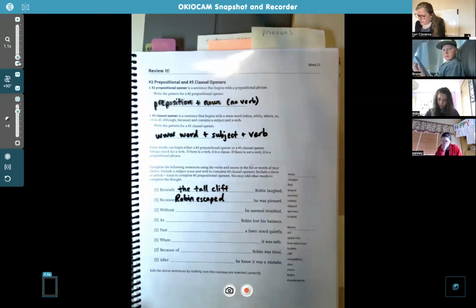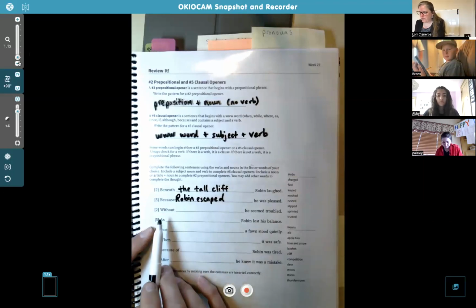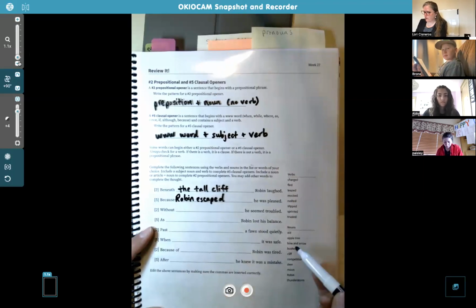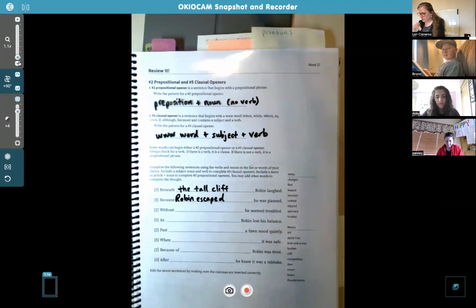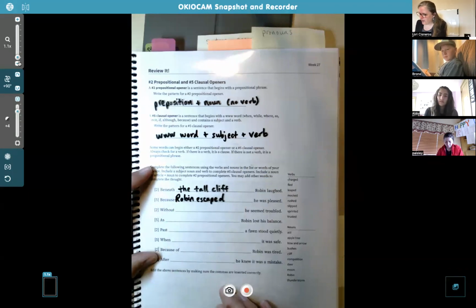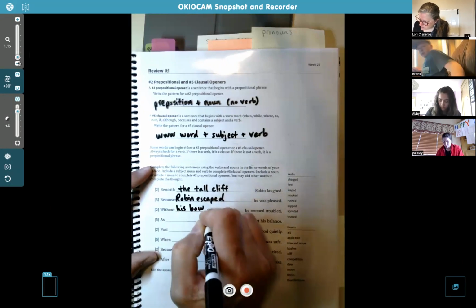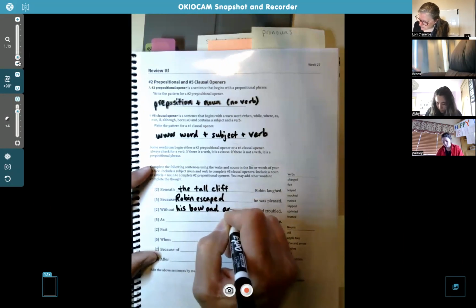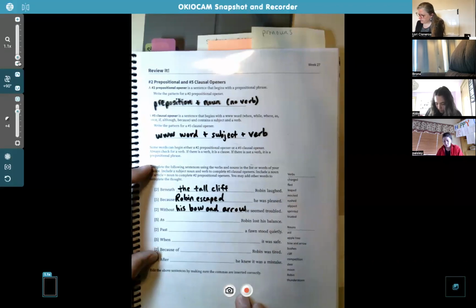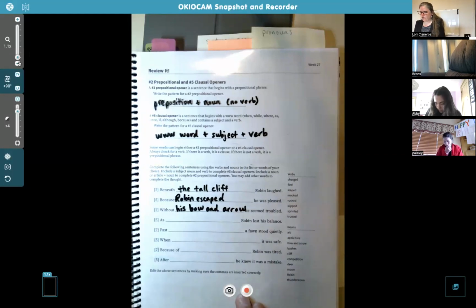Okay, so let's see. Let's do Abby, do the next one. This is prepositional, so you're not going to be picking a verb. You're going to pick a noun here. Without blank, he seemed troubled. Without his bow and arrow, he seemed troubled. Good. I like it. Without his bow and arrow. No verb there, so that's preposition.